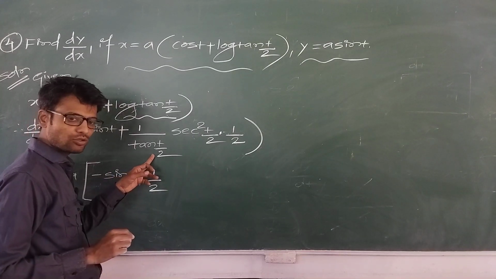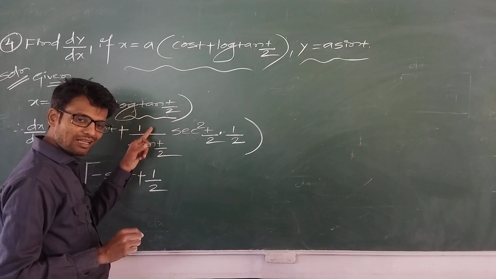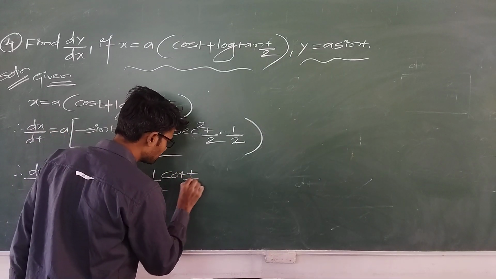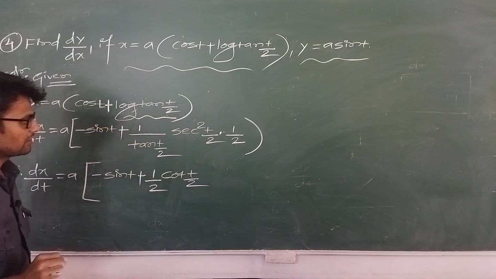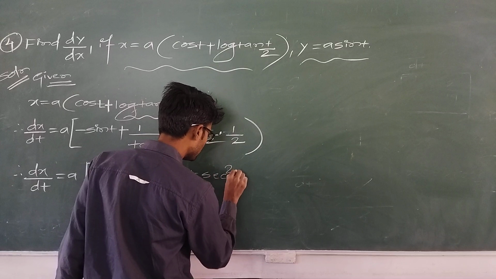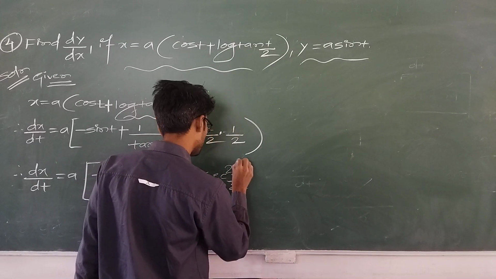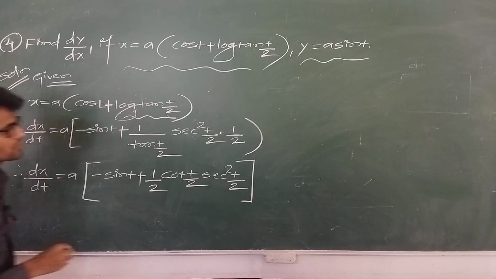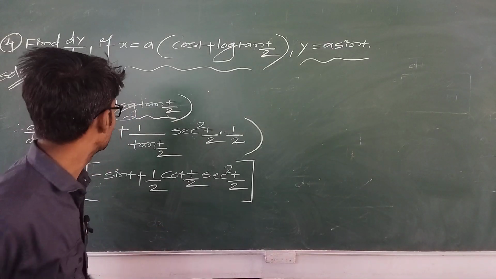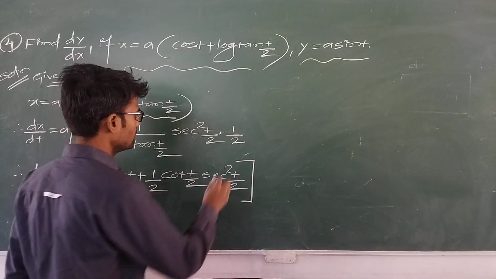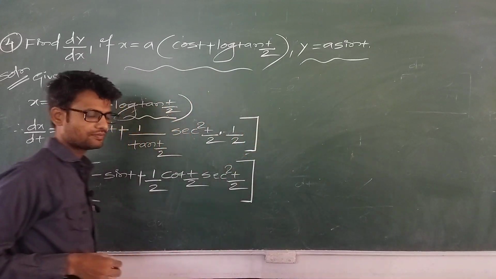Next one, tan t by 2. 1 divided by tan t by 2 is cot t by 2. And into sec square t by 2. Therefore, you write: for this you have to put a square bracket, and here also you put a square bracket.